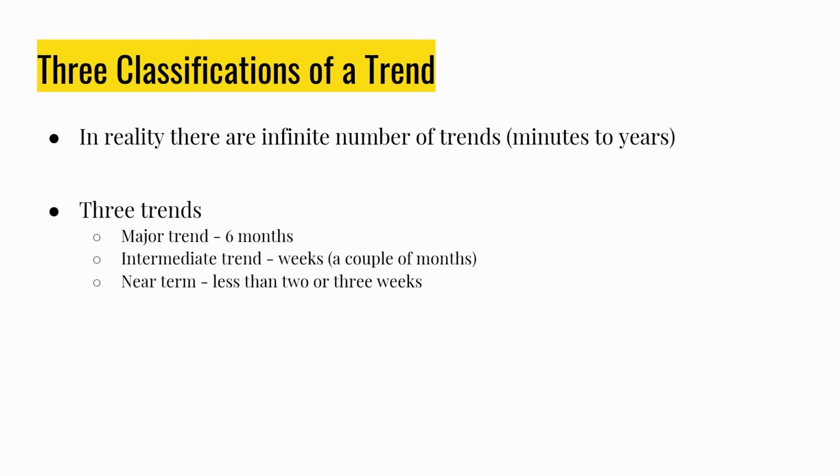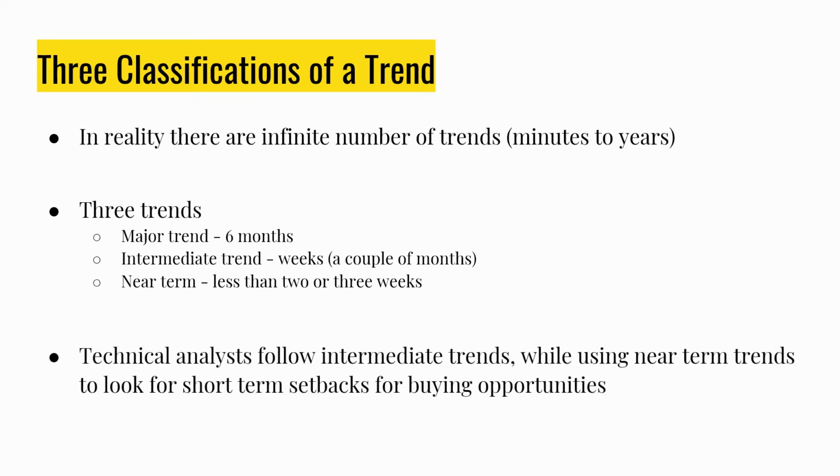However, traders usually classify trends into three categories, and the first category is like the major trend, and they usually last around 6 months. An intermediate trend will last weeks or a couple months. And the final type of trend, which is called the near-term trend, only lasts for 2 to 3 weeks. Technical analysts follow intermediate trends while using near-term trends to look for short-term setbacks so they could buy.